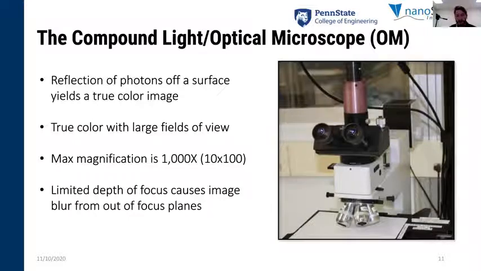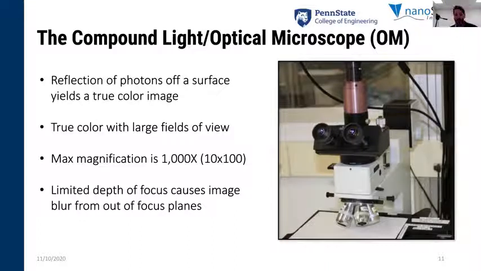One of the major limitations of the optical microscope is max mag. So it's only typically on the order of a 100x objective. And as we'll see shortly, that's going to limit your applications. And the other thing with light microscopes is they have a limited depth of focus, and that's going to cause lots of blurry areas in your image if the sample has lots of different heights within your field of view.